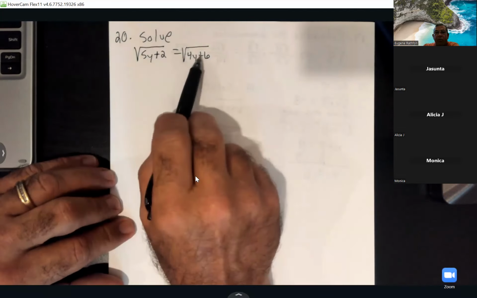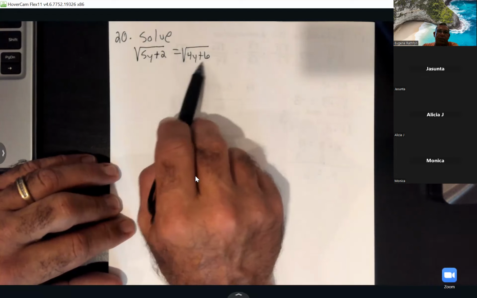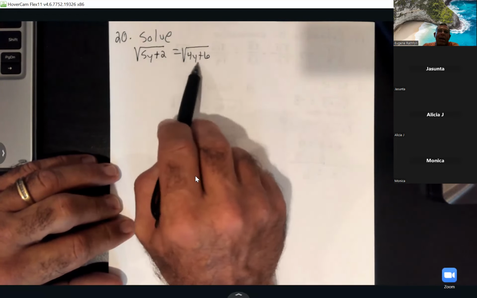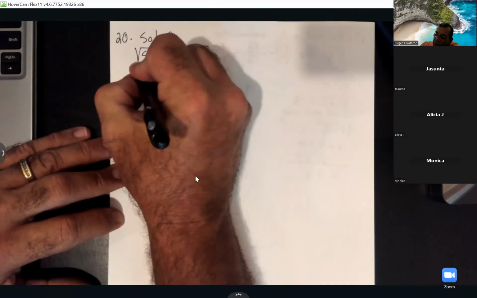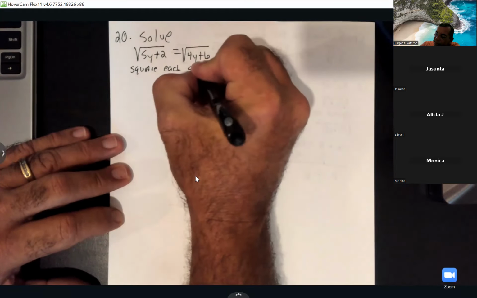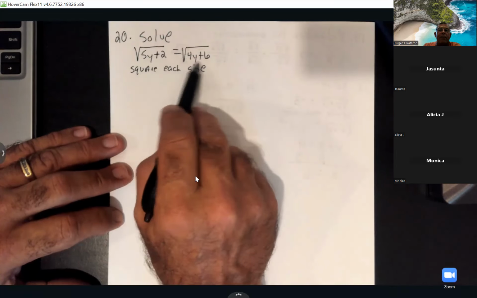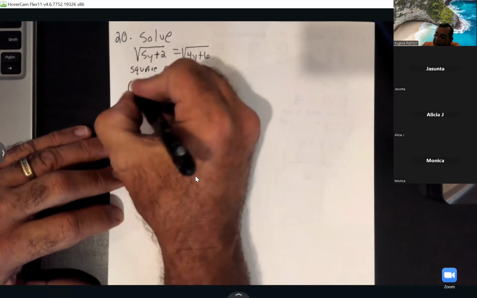Now, I like it when there's a radical equal to a radical if all the numbers are under the radicals. So this radical is by itself on that side. This radical is by itself on that side. So what we're going to do is square each side, because there's nothing I can move because everything's under this radical and everything on this side's under that radical. So we're just going to square each side.